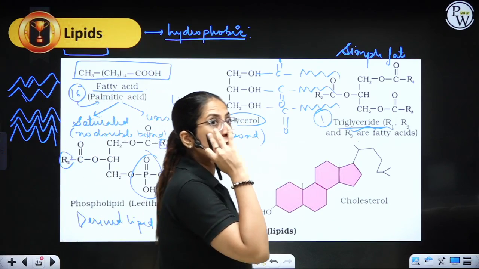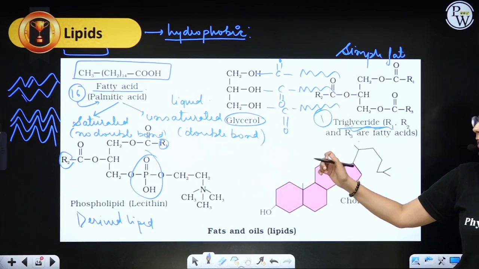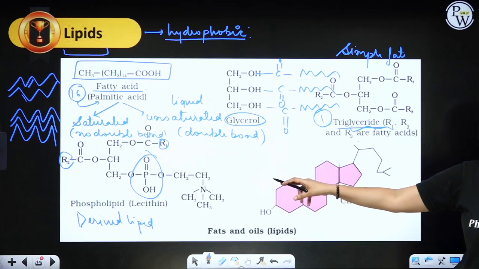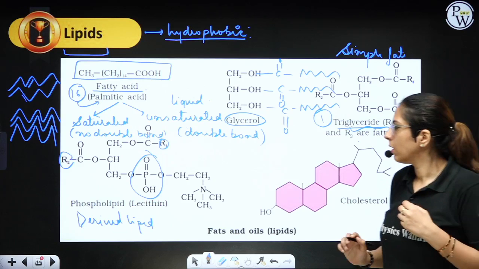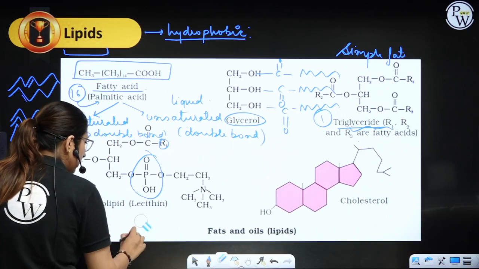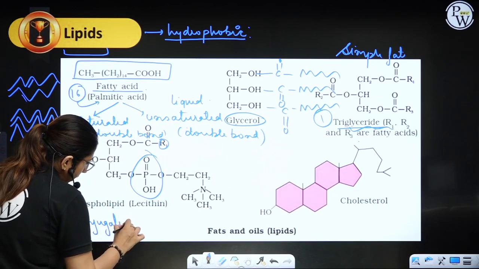And one example which was asked many times in the examination for the phospholipid is lecithin. Here you can see another R group is present. Clear? So this is termed your phospholipid, and another name given is lecithin. So these are the compound lipids. Sorry, these are not derived lipids. They are termed conjugated lipids. Clear? They are the conjugated lipids.